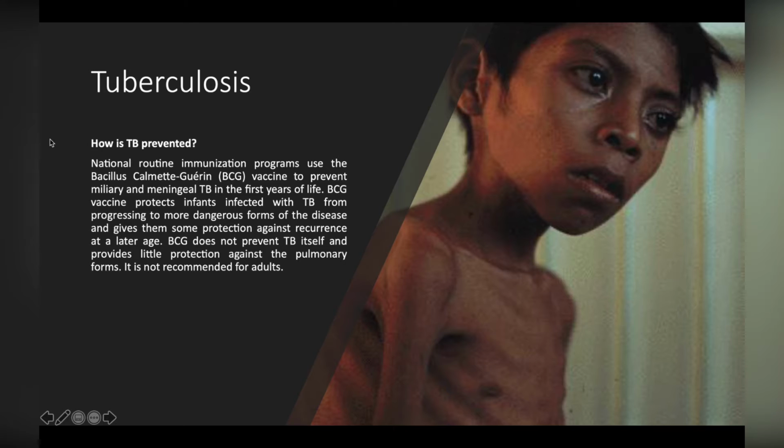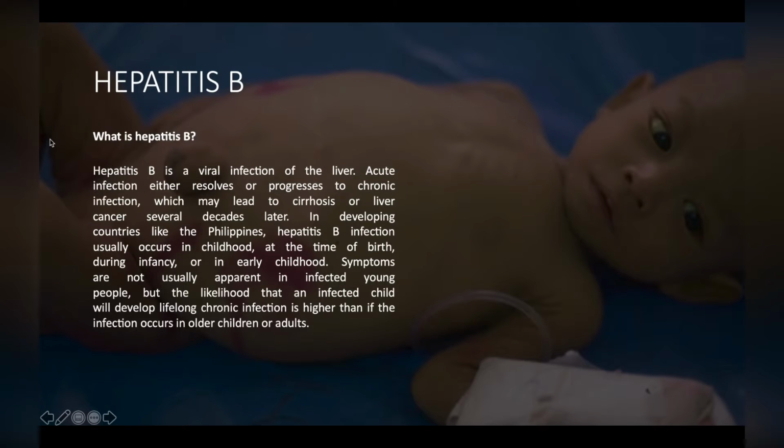National routine immunization programs use the BCG vaccine to prevent miliary and meningeal TB in the first years of life. BCG does not prevent TB itself and provides little protection against the pulmonary forms. It is not recommended for adults.